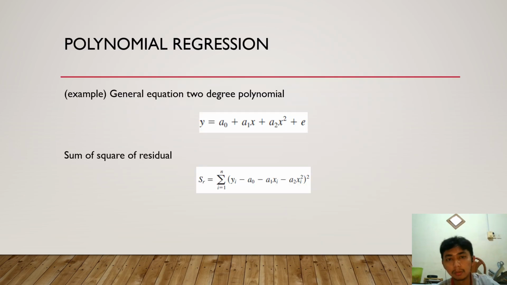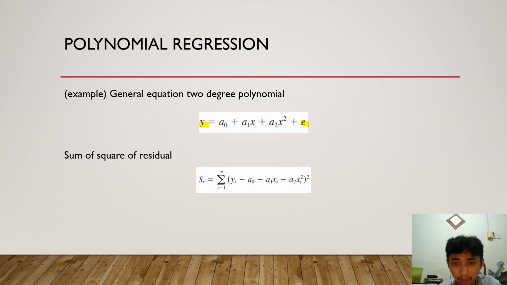Next one is polynomial regression. It has the same idea as linear regression, and I will give an example for a 2-degree polynomial. y is equal to a0 plus a1 x plus a2 x squared plus e. e is error. The sum of residuals is the same.